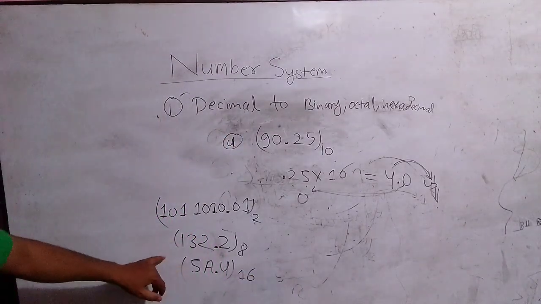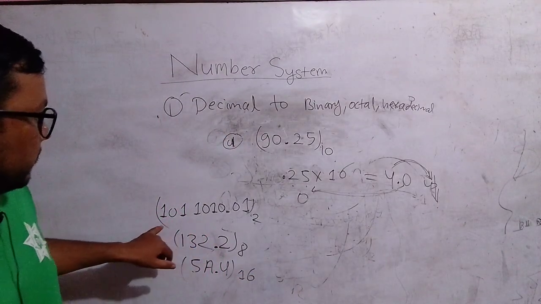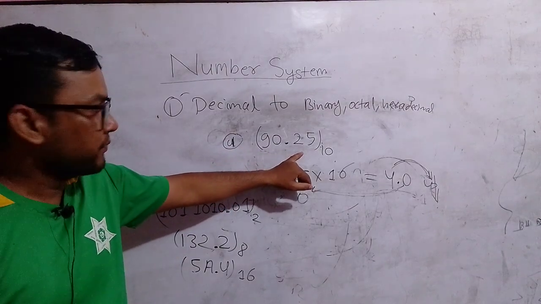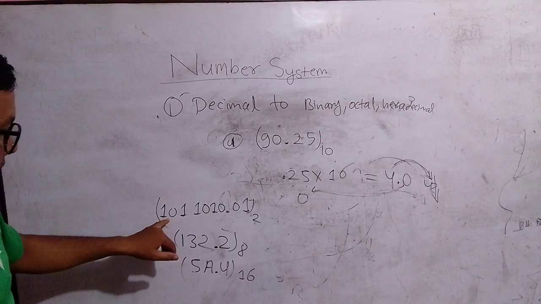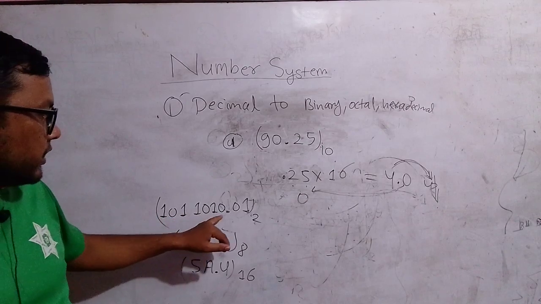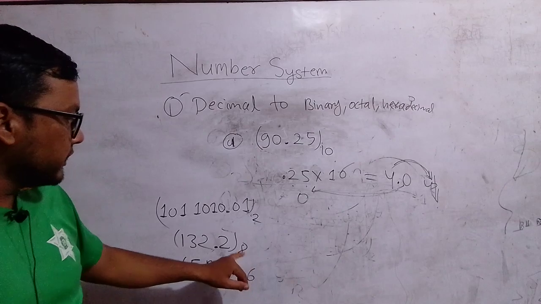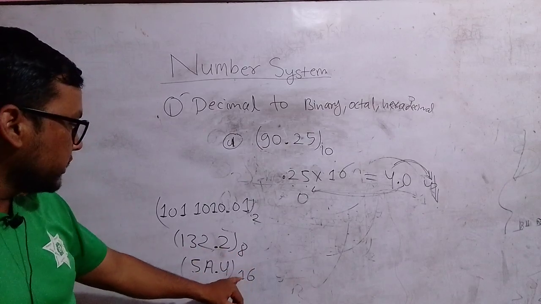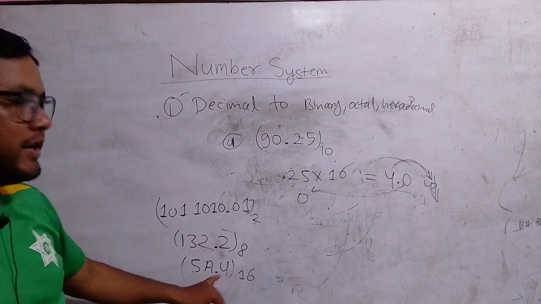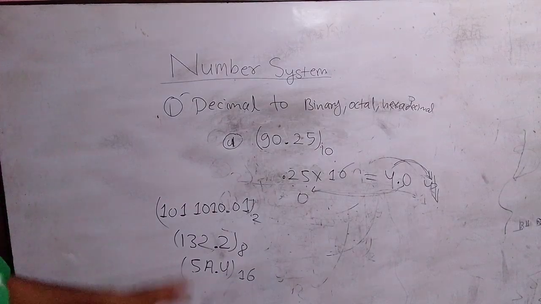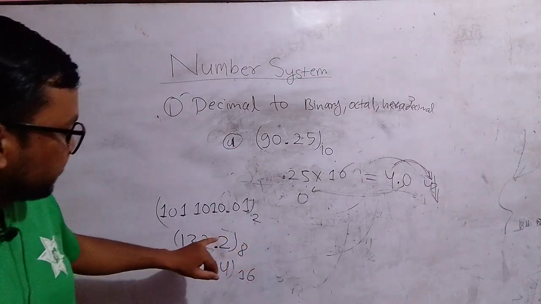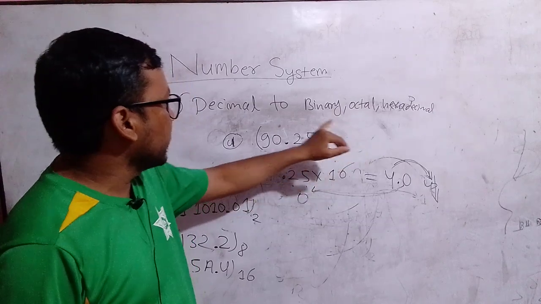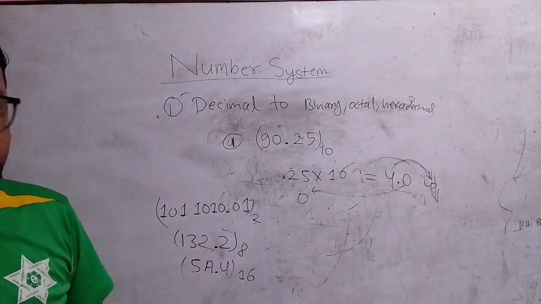Now, 90.25 is our decimal number and its binary equivalent is 1011010.01, and its octal equivalent is 132.2, and its hexadecimal equivalent is 5A.4. In this way, we can find the equivalent binary, octal and hexadecimal of the decimal number system.